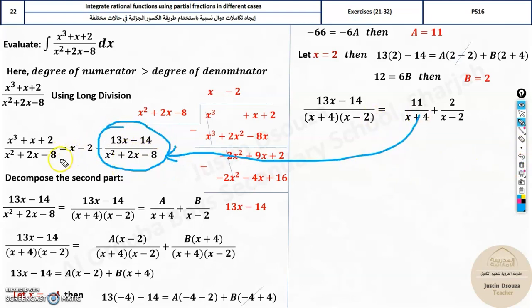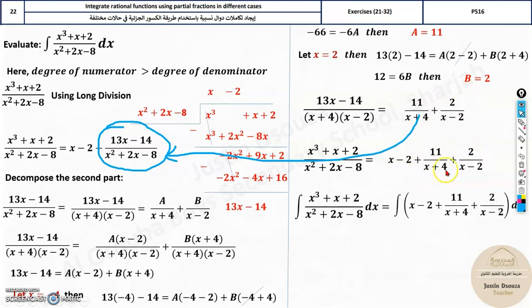Now when you're integrating, don't forget these two terms. These are very important because they can be easily integrated. See, x minus 2 will remain, but instead of the remainder divided by divisor, we are writing x minus 2 plus this and this. Now you can integrate them easily. Integration of this is very simple.